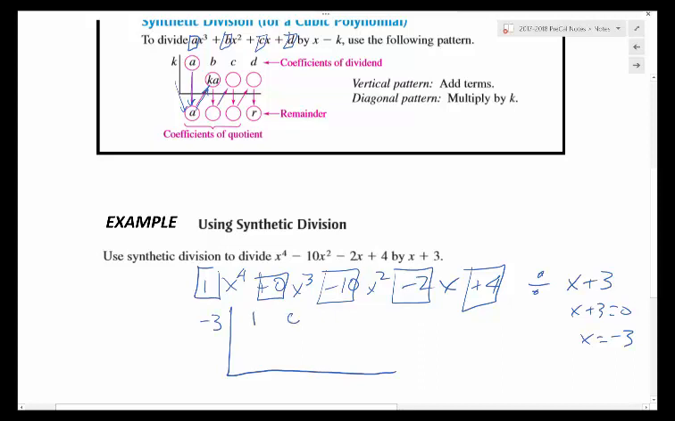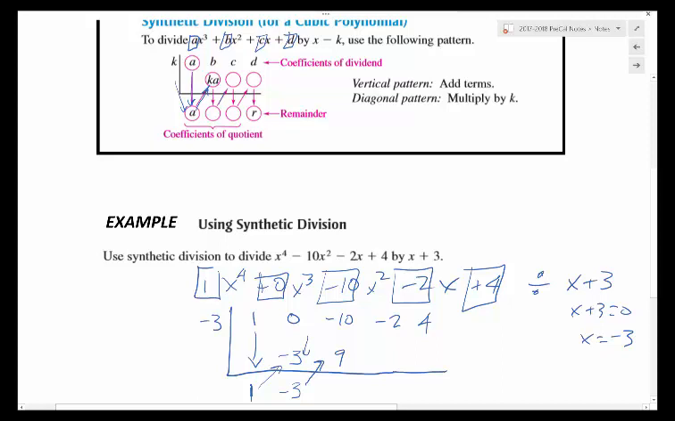And I'm going to write my terms. So my instructions: I add terms. I've got nothing to add to, so it's just 1. I multiply that number at the bottom by negative 3. So I'll get negative 3. I then add my terms to get negative 3. Multiply it always by k to get positive 9. So let me slow down here. I took my 1 and I dropped it straight down because there was nothing to add it to. I multiplied it by k to get negative 3 because negative 3 times 1 is negative 3.